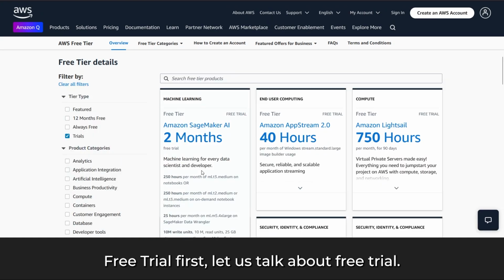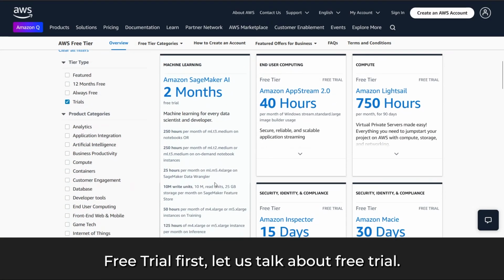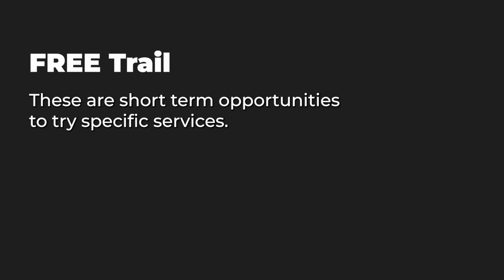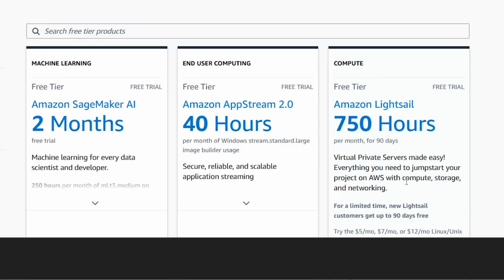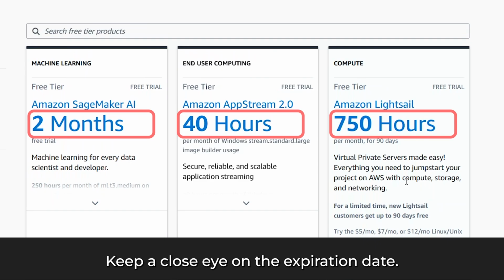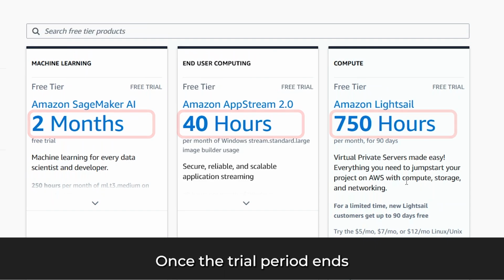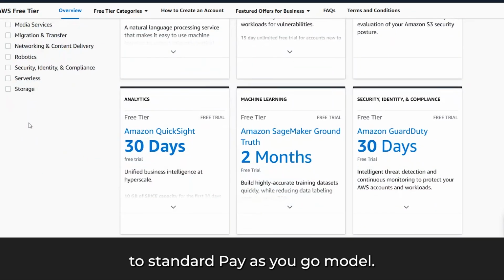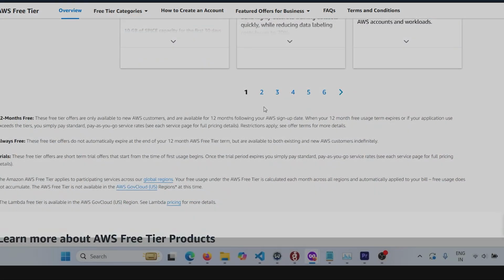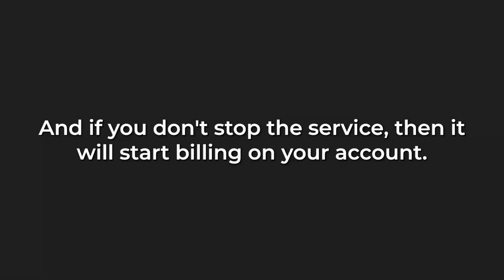Free trial. First, let us talk about free trial. These are short-term opportunities to try specific services. The trial period begins the moment you start using the service. Keep a close eye on the expiration date. Once the trial period ends, the service automatically converts to standard pay-as-you-go model, and if you don't stop the service, then it will start billing on your account.